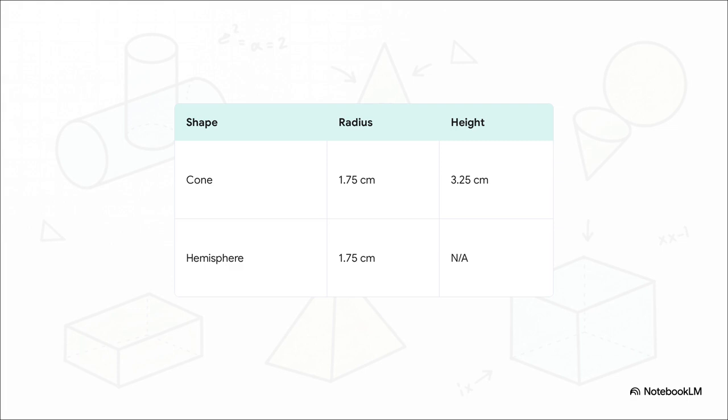By organizing the given dimensions of our separated building blocks, this whole complex problem just becomes simple arithmetic. The hemisphere has a radius of 1.75 centimeters. Because the total height is 5, we subtract the hemisphere's 1.75 centimeter radius to find the cone's specific height, which leaves us with 3.25 centimeters. From there, we just find the slant height of the cone, which works out to about 3.7 centimeters.